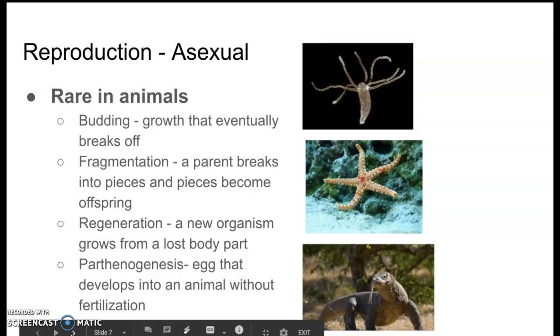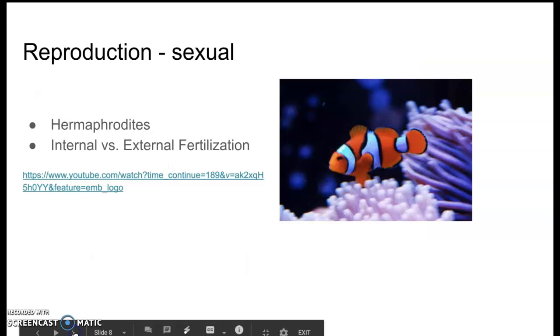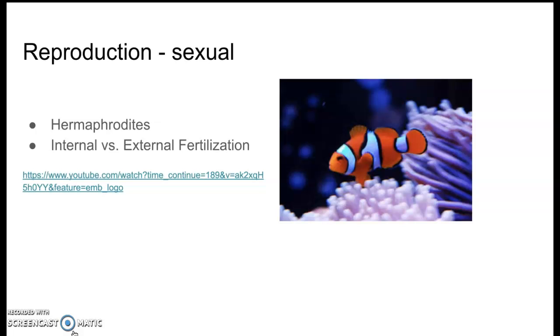A lot of these are adaptations. Komodo dragons are very aggressive and fight a lot, and they might not be surviving today because they might have killed each other in war instead of reproducing. So this is a way to maintain the species. The other type of reproduction is sexual. And so we divide all of the animals by different types of reproduction.